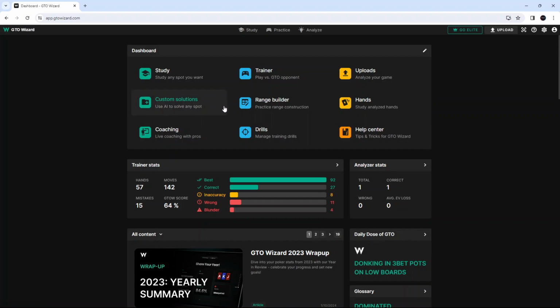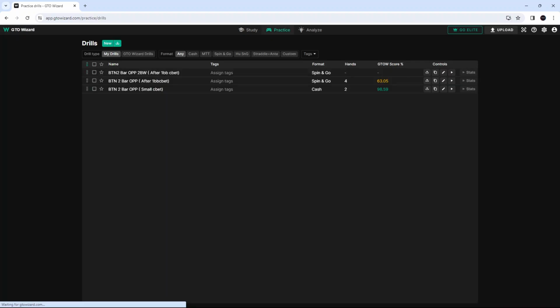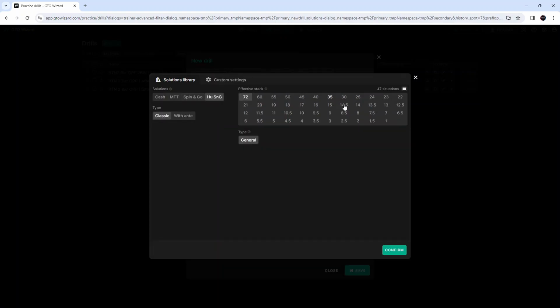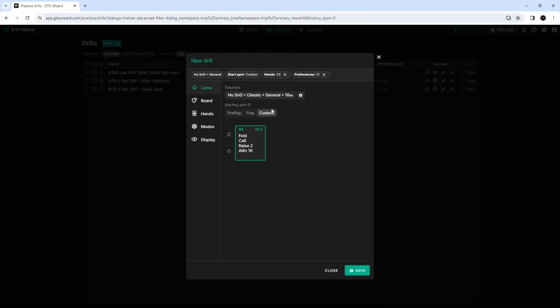So let's set up a drill. What do we want in our drill? Well, we're going to want to create a new one. We're going to want it to be heads up, right? And we was doing 16 big blinds, like this. Yep. Okay, and we had the small blind calling and the big blind checking back. We wanted our limp pots.